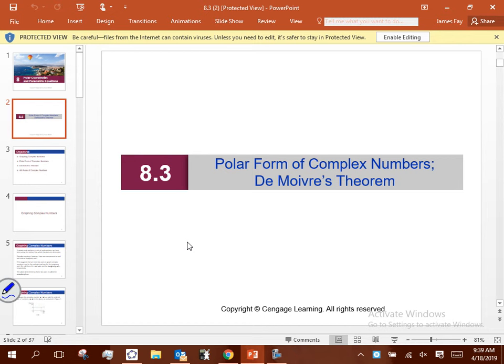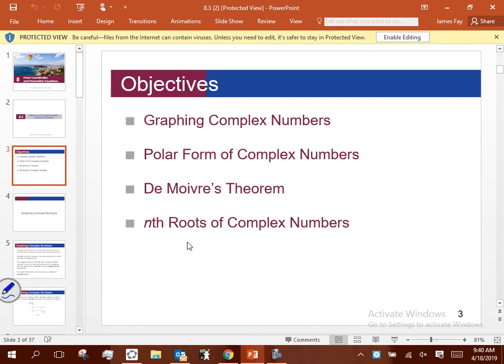Like I said, there's a lot of stuff in electronics, electricity, mechanical stuff that uses complex numbers. So eventually, if you get into those fields, you will obviously have a lot more applicable uses of what we're going to talk about in the next couple days. We're going to talk about graphing complex numbers, polar form of complex numbers, De Moivre's theorem, and nth roots of complex numbers, which is actually an aspect of De Moivre's theorem as well.